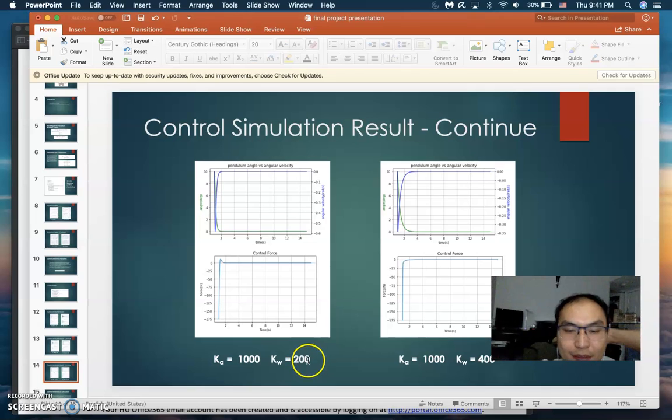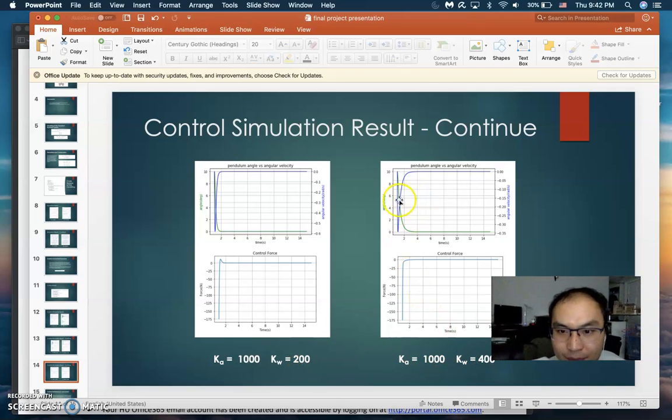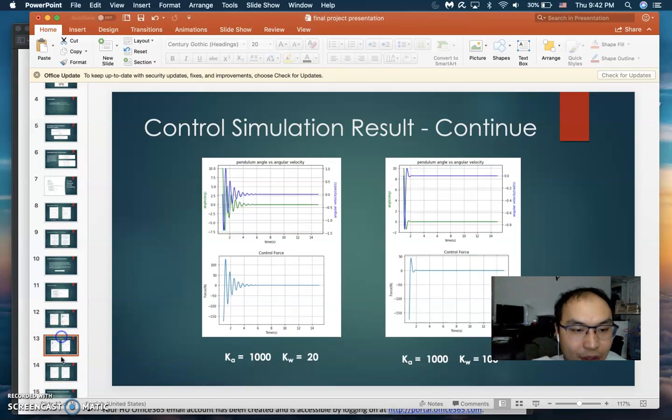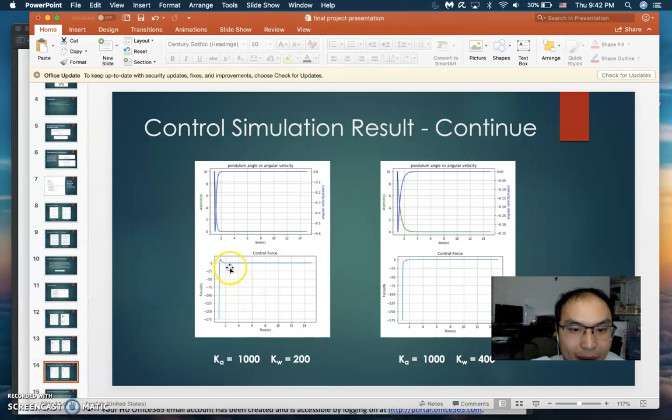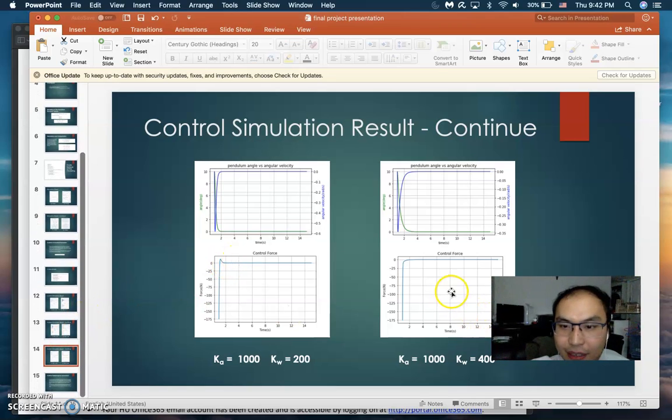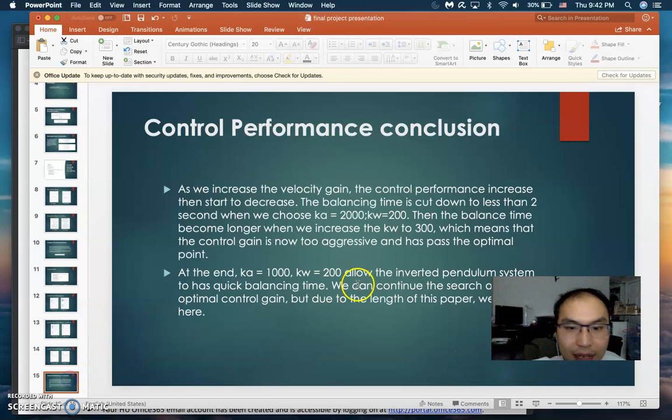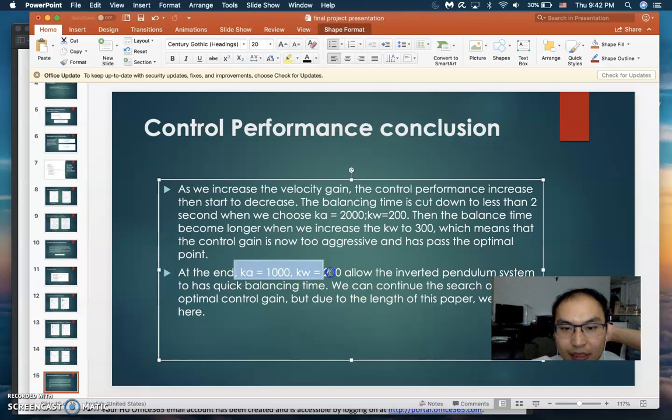As we increase even more, from 100 to 200 and from 200 to 400, the balancing time is less than 2 seconds, but that's about it. So there's no gain if we increase the Kw even further. The conclusion is that using this control gain, there is an optimal solution.